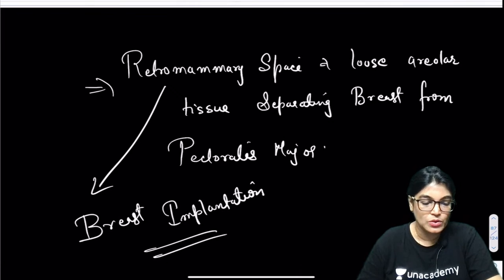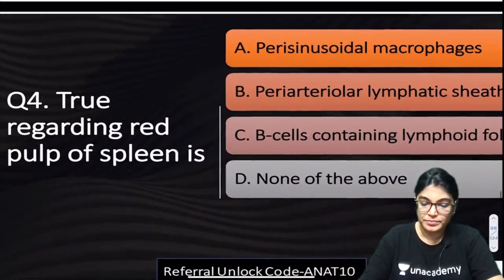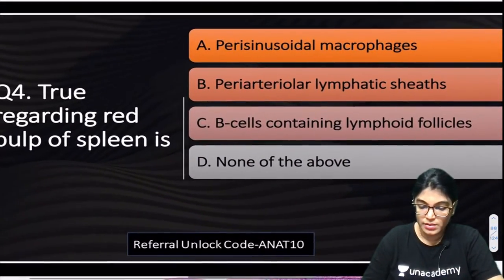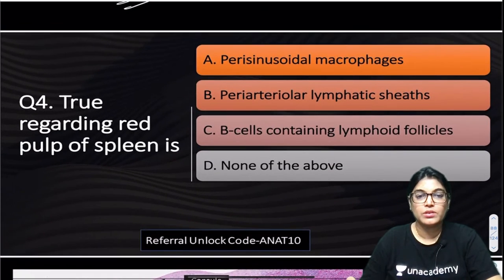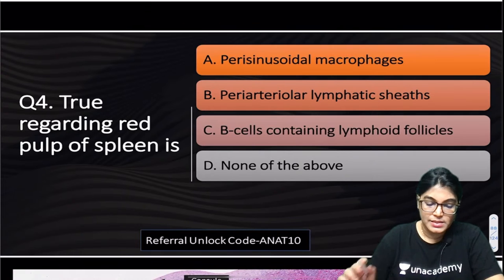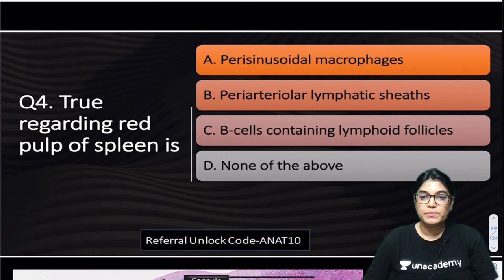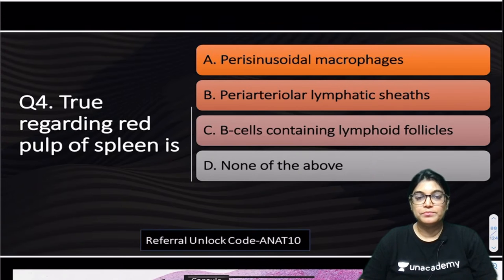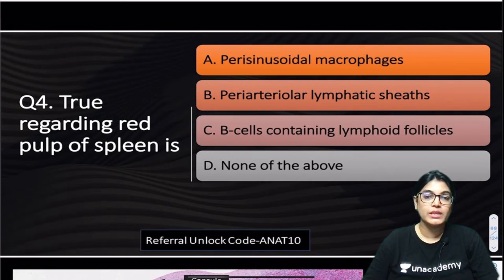Now, moving on to the next MCQ, that is MCQ number 4. Everyone, can we move on to the next MCQ? Yeah, question number 4. So, mark your correct answer. True statement regarding red pulp of the spleen. Among A, B, C, D, which is the correct answer? A, perisinusoidal macrophages, B, periarterial lymphatic sheath, C, B cell containing lymphoid follicles, or D, none of the above? So all of you mark your answers and then I will come up with the explanation.